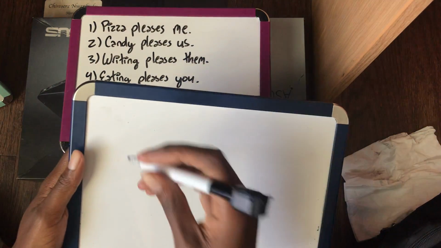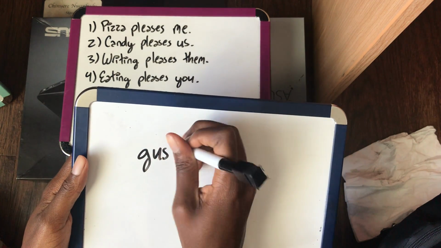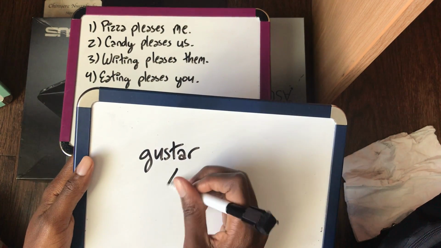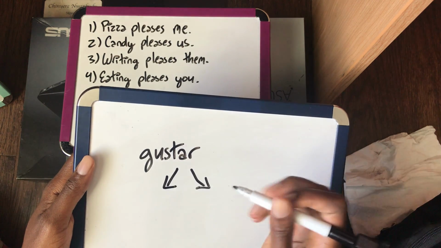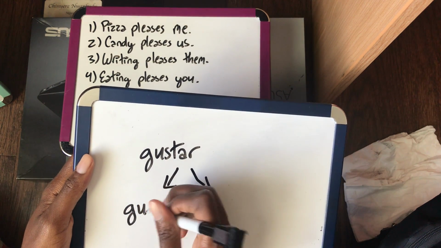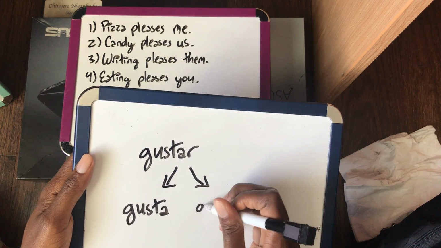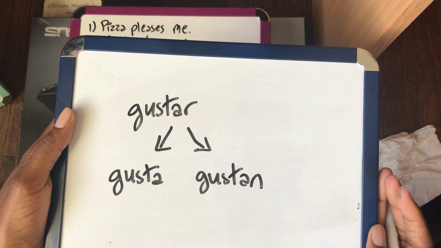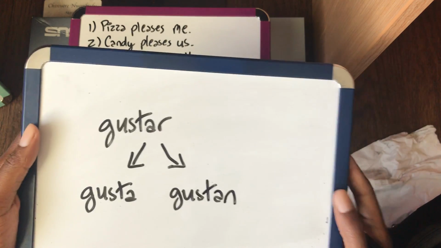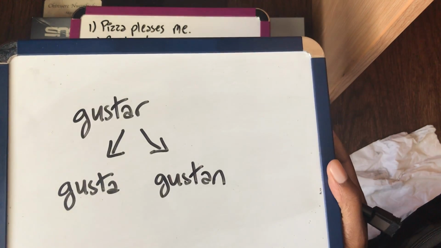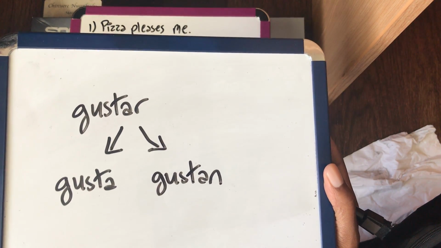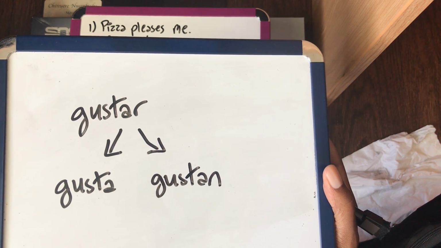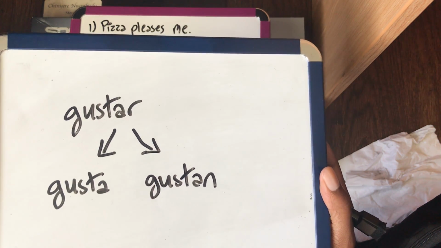So the verb gustar, right? In this context, you're only ever going to conjugate it third person singular or third person plural. Okay? Why? Because the verb gustar means to please, and the things that are pleasing you are going to be either singular or plural, third person.